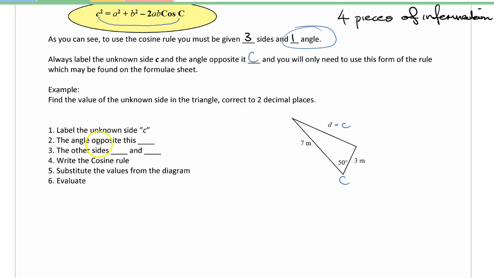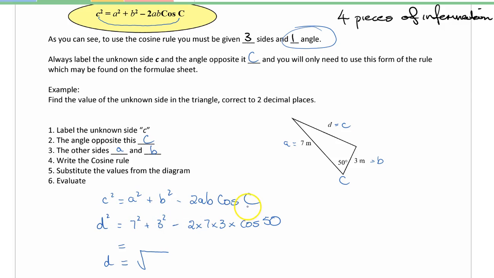So we've labelled the unknown side c, we've named the angle opposite capital C, and let's just call the other two a and b. It doesn't matter. You could put your a there, or you could have put it down here. It will not matter. Write the cosine rule, and there's no excuse for getting this wrong. I do see students who write it incorrectly, and then all of their working is incorrect, and that's throwing away marks because that formula is on the sheet.